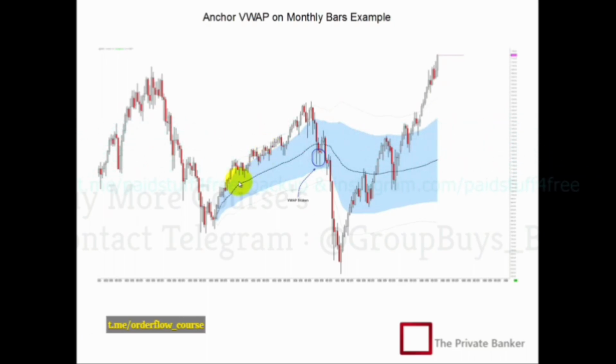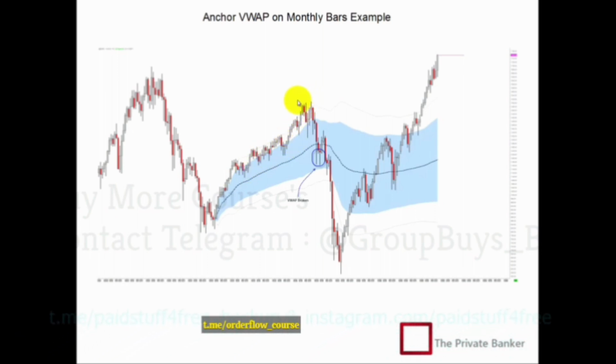But in this event here we have a key fractal low, and the market takes off and really just kind of bounces off the top of value here. Then we come into somewhat of a resistance area, and we see the market trade back into value.